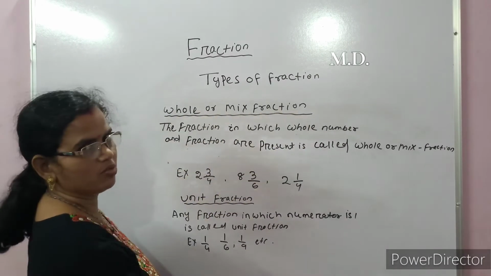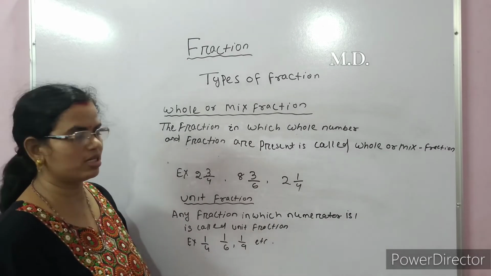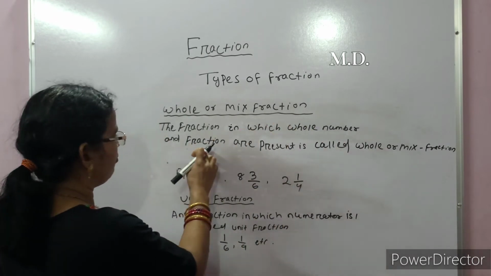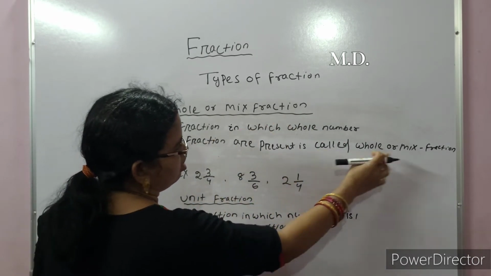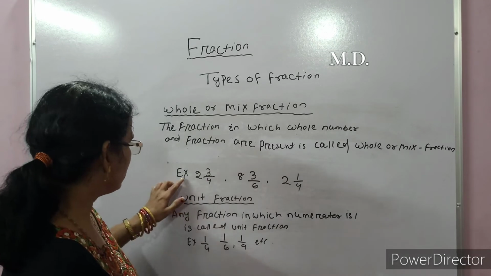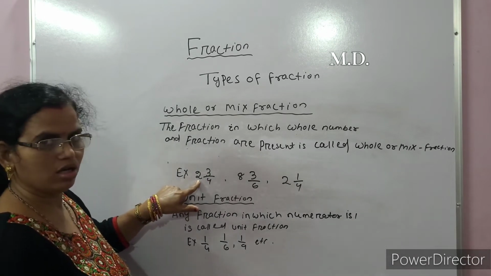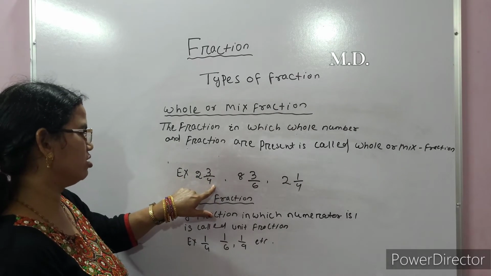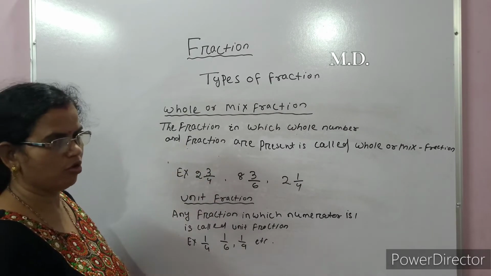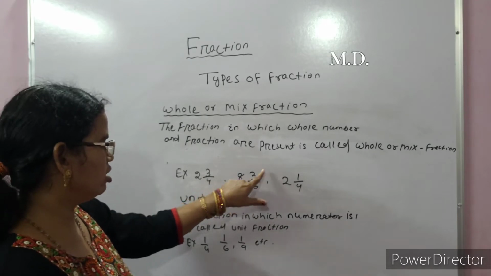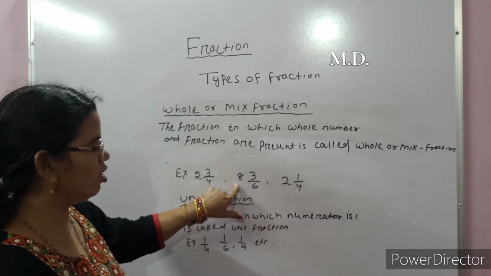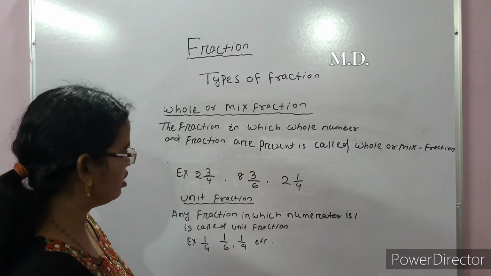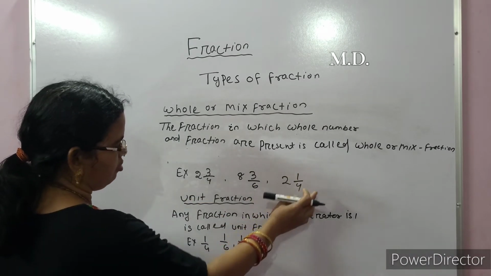Whole fraction or mixed fraction means the fraction in which a whole number and a fraction are present. Let's take an example. 2 whole 3 bar 4. 2 is the whole number, 3 bar 4 is the fraction. This is called a whole or mixed fraction. 8 whole 3 bar 6. 8 is whole, 3 bar 6 is the fraction. 2 whole 1 bar 4.